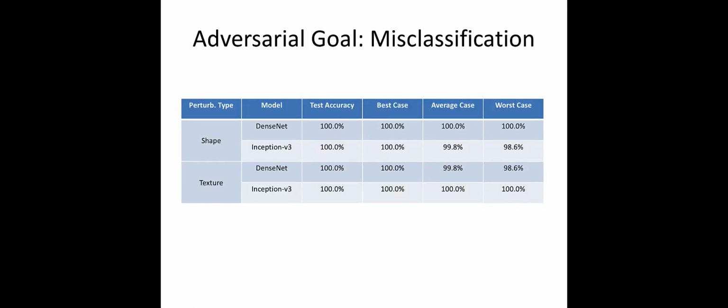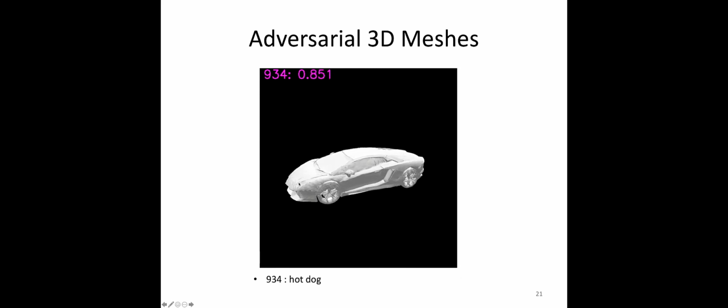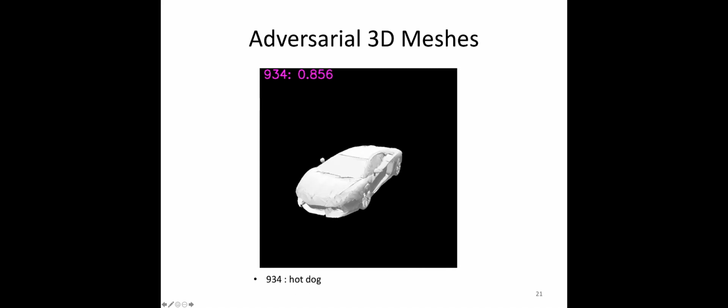Briefly, quantitatively, we can see that these types of adversarial 3D meshes achieve a very high attack success rate against different models. And this is a simple example of an adversarial 3D mesh which looks like a car to a human, but will be consistently misrecognized as a hot dog with high confidence.